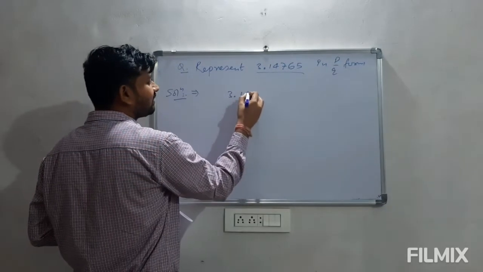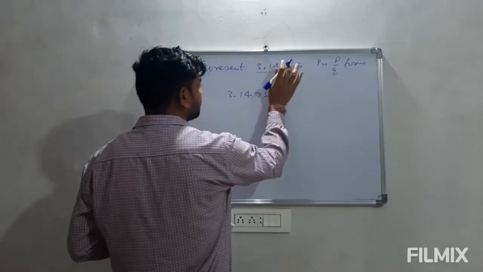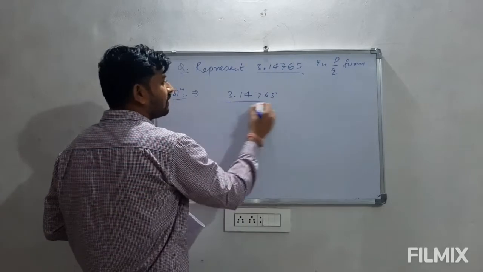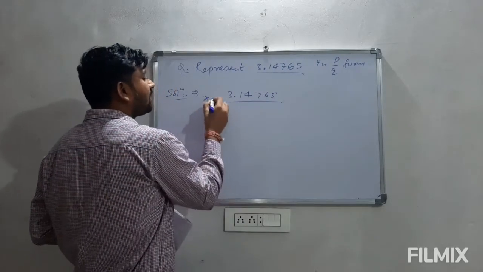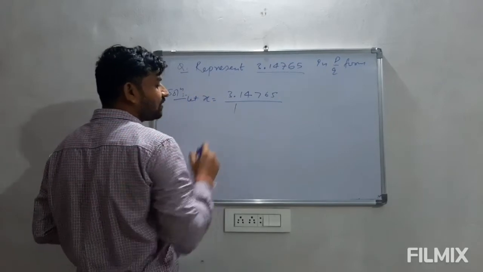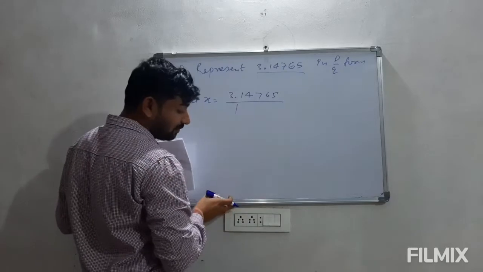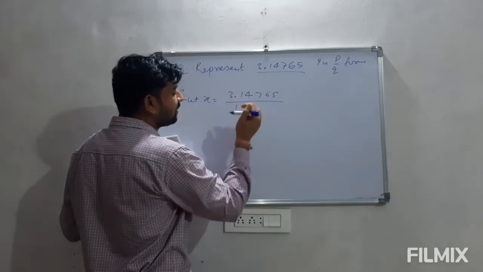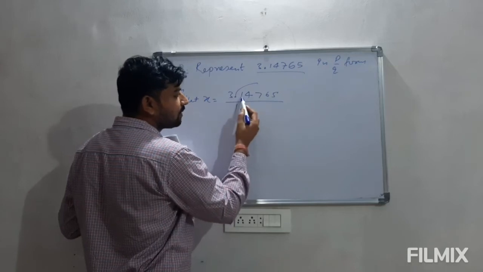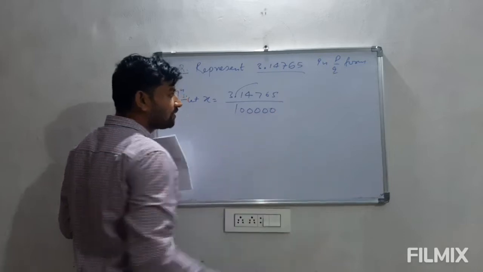We can easily write 3.14765, let us call it x. So we can write 1 in the denominator, as every decimal number is a rational number. If we remove this decimal here, count the number of digits in the decimal part, 1 2 3 4 5, we can put 5 zeros here.